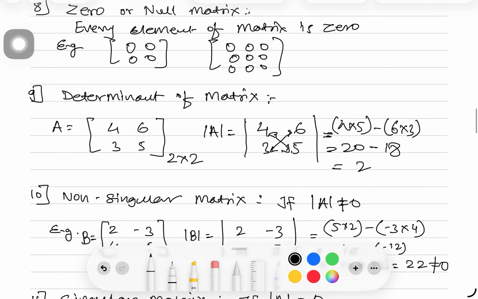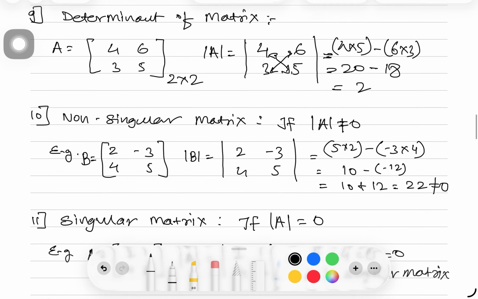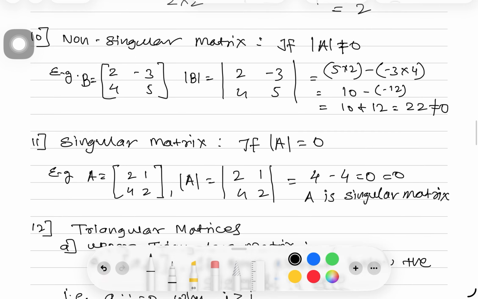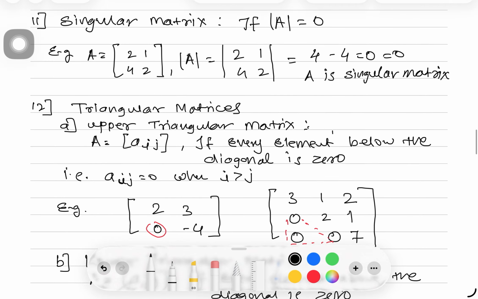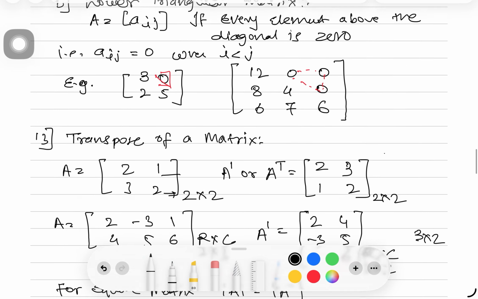Next, zero or null matrix, and the determinant of the matrix. We studied how to find the determinant of a 2 cross 2 matrix. In the next video, we will study how to find the determinant of a 3 cross 3 matrix. Non-singular matrix is when the magnitude of the matrix is not equal to 0. For a singular matrix, the magnitude of the matrix is equal to 0. Triangular matrix has two types: upper triangular matrix and lower triangular matrix.